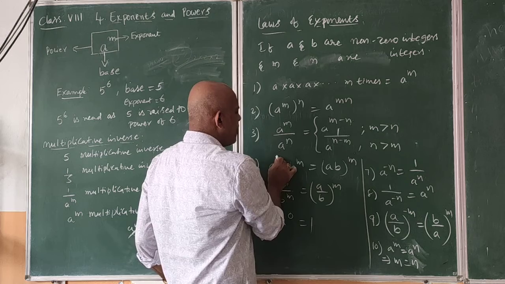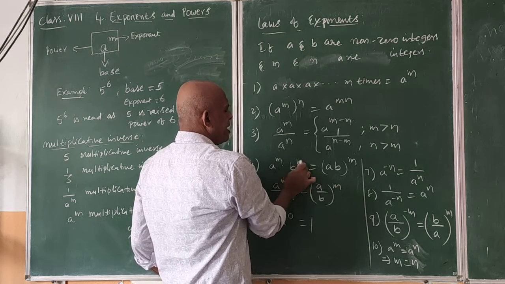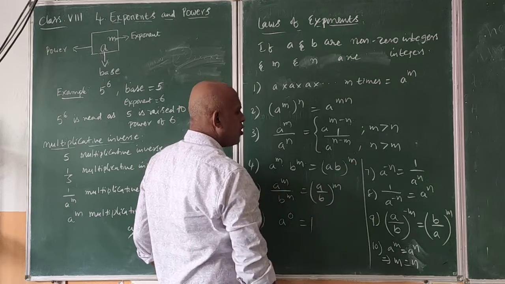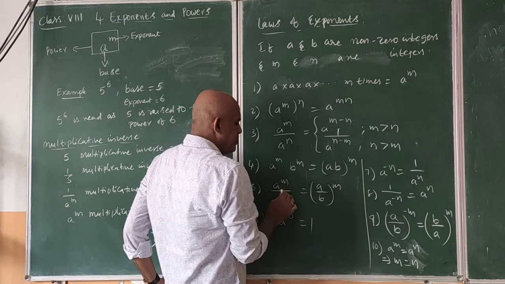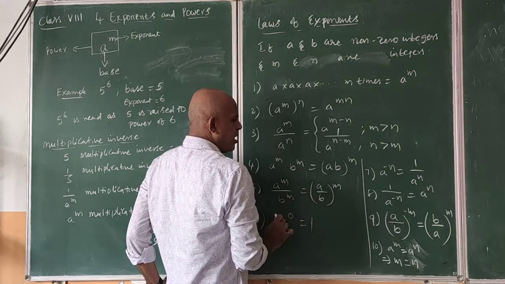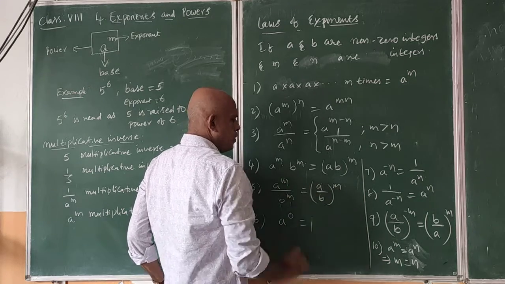Next, a power m into b power m. Here the exponent is common. So if we take it common, we get ab whole to the power of m. Similarly, for division, a power m by b power m, here m is common. If we take m common, we get a by b whole to the power of m.